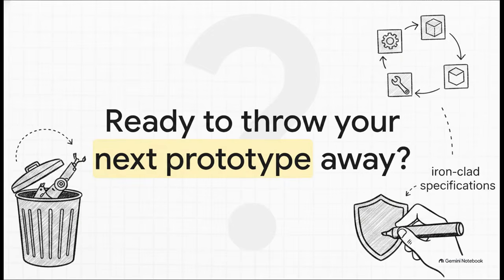Which leaves us with this final provocative thought. Are you ready to finally throw your next prototype away? By utilizing the prototype loop, you're no longer accidentally creating massive technical debt, you're deliberately building disposable instruments that manufacture ironclad specifications. Thank you so much for joining me on this explainer, and honestly, I cannot wait to see how you build smarter, spec-first AI software.